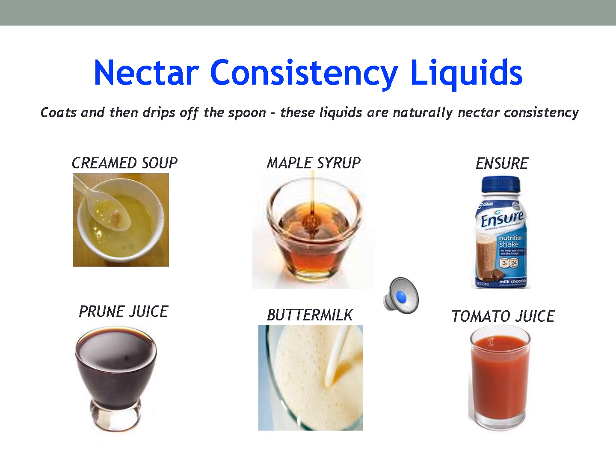So, sorry, to get back to what is considered more of a natural consistency of nectar would be cream soups, maple syrup, Ensure, prune juice, buttermilk, or tomato juice. So those are some things that are naturally a nectar consistency. Now, whenever someone is on a thickened liquid diet, the recommendation would be made with thickener.